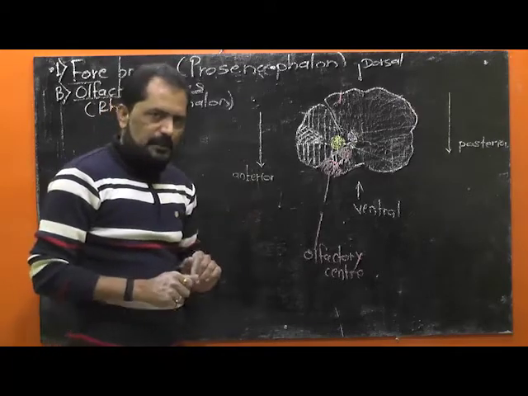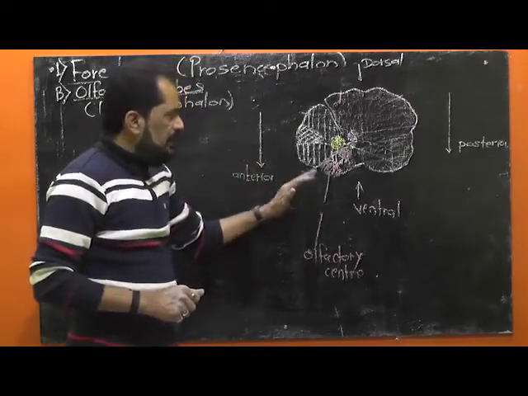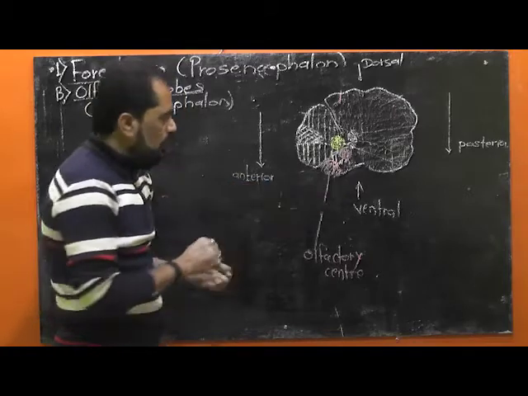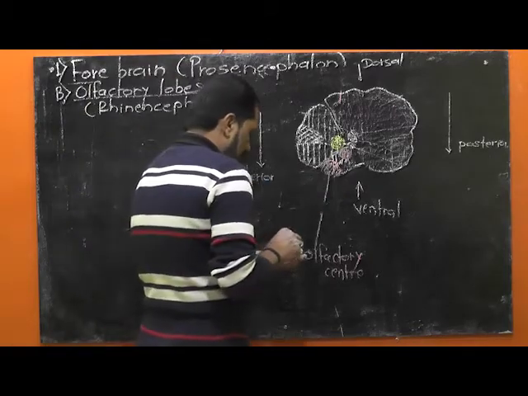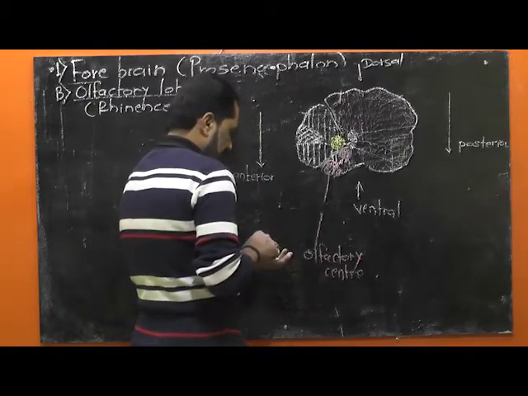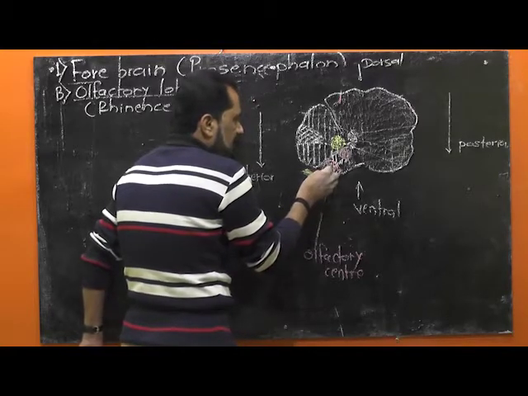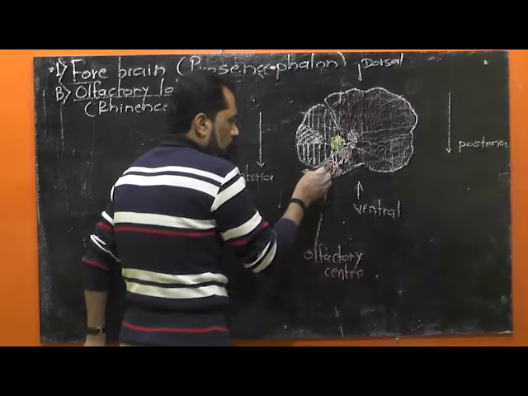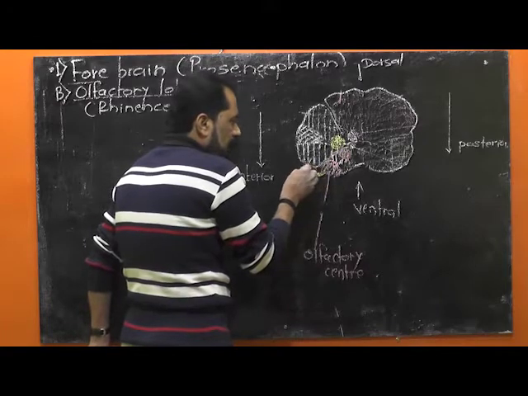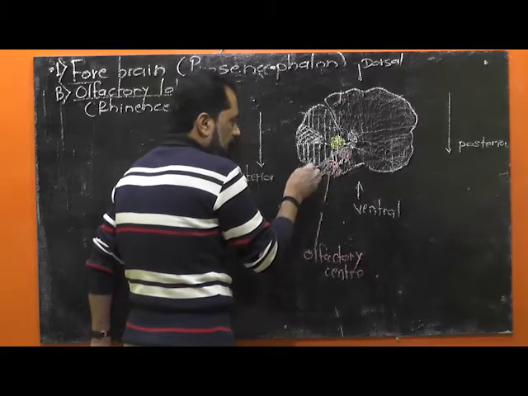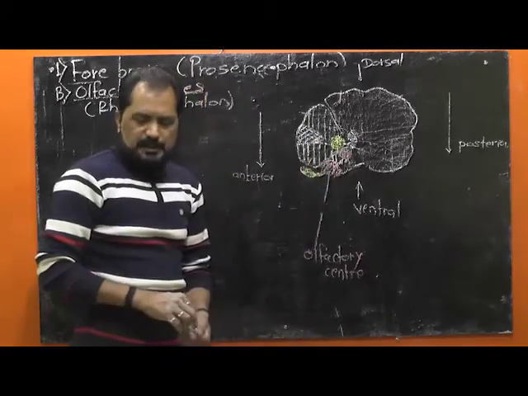Let me show in the diagram. This is the anterior side and this is the ventral side. So the olfactory lobes are located somewhat here. Here a single olfactory lobe I am going to show. Okay, these are paired structures.